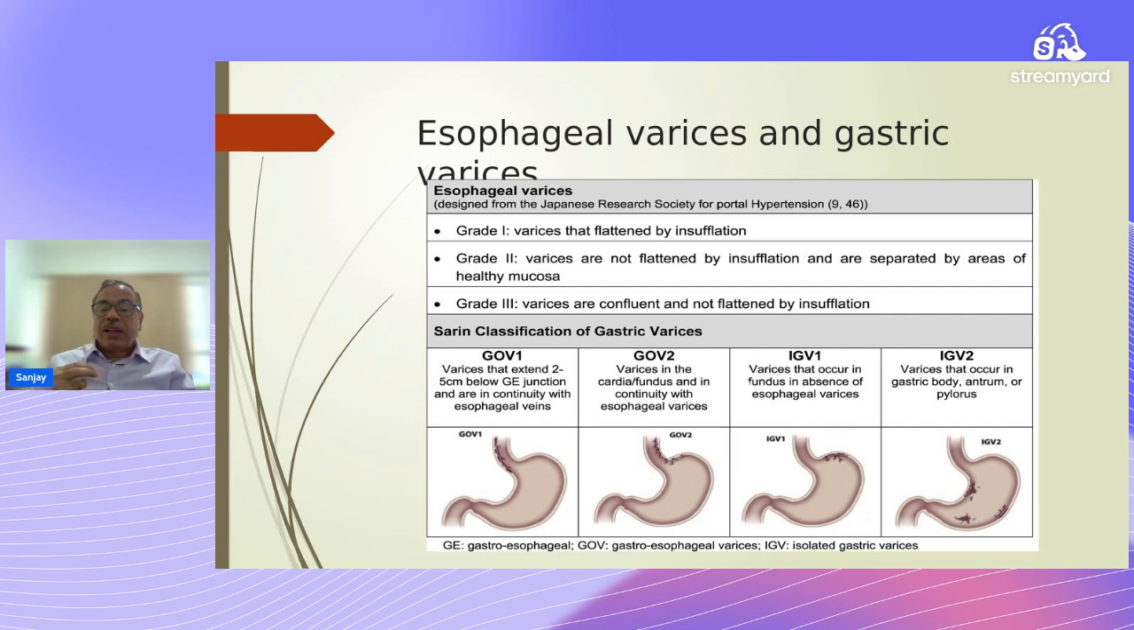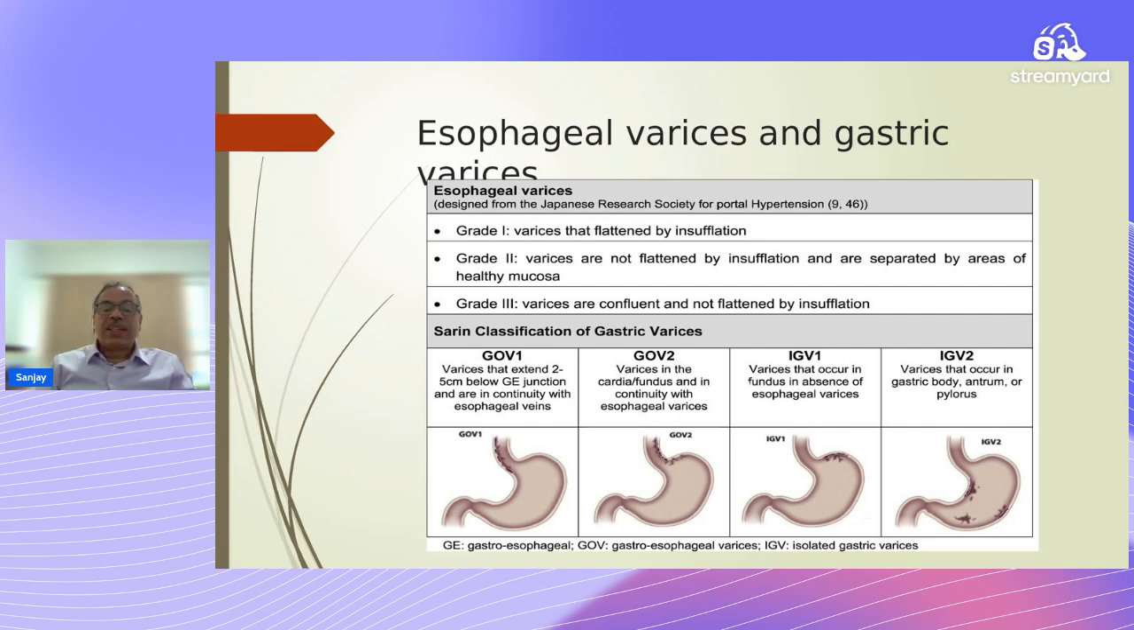Okay, and then we have isolated gastric varices, grades 1 and 2, IGV 1 and IGV 2. Isolated gastric varices grade 1 is varices that occur in the fundus, in the absence of esophageal varices. And isolated gastric varices 2 would be any varices that occur in the gastric body, antrum, or pylorus. Of course, the patient would not have any esophageal varices.